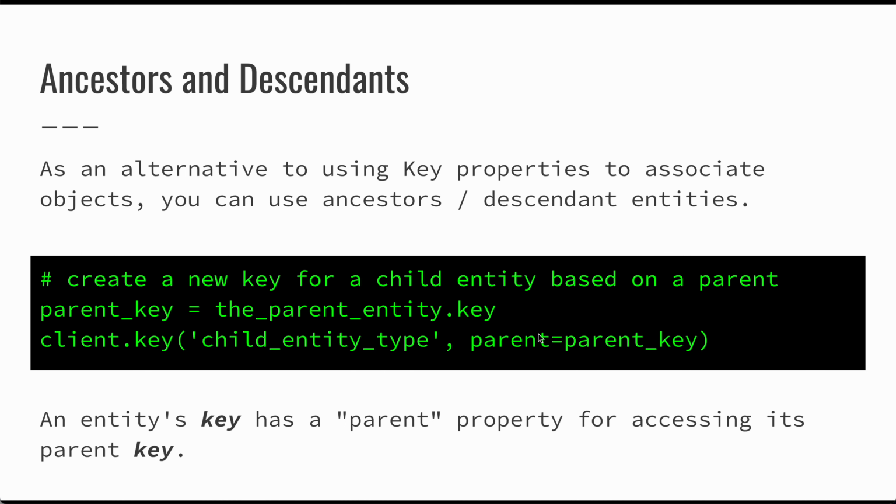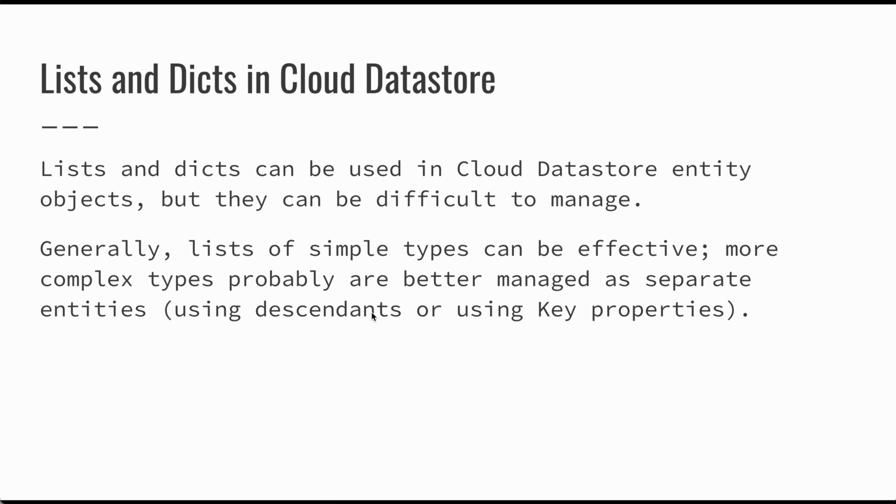Each entity would then have a key. Its parent would be part of that key, and then you could very easily access that parent. You could also access the descendants in that way, in a pretty straightforward way.